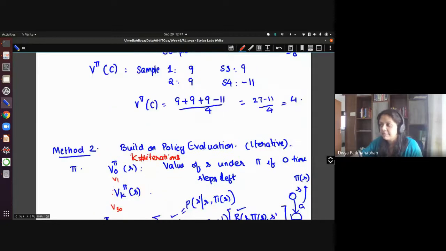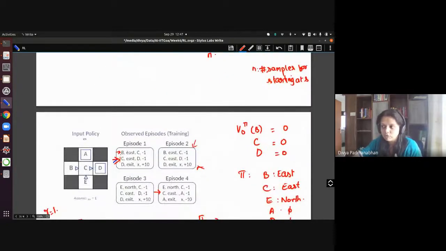But now in these episodes, what happens? You will start off at B, you will go to C. Now, as and when you get the sample, if you want to update the value of B, you need more samples of where you start off at B. So that means you take an action, you go to C. Then, if you want another sample, you have to come back to B.